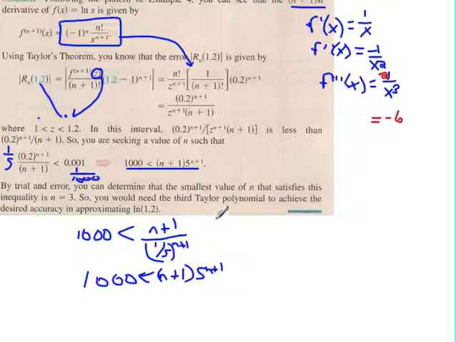So then they said, okay, try some values of n. Remember, what is n here? n is the order of the polynomial that you're going to end up creating. So they're saying, okay, try some values. Do you need a second order Taylor polynomial with 2 terms, or a third order with 3 terms, or what? So they said just pick some trial and error. They said n equals 3 satisfies the inequality.